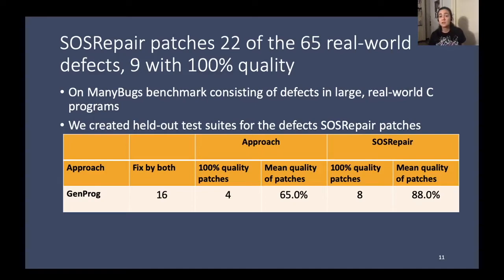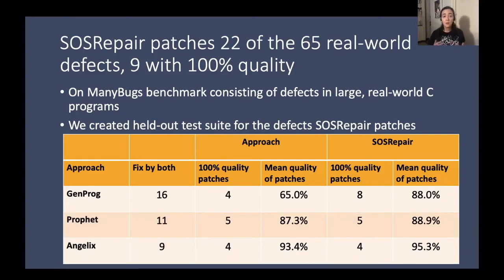And overall, you can see the mean quality of the patches that SOSRepair creates are significantly higher than GenProg. We also compared to more recent approaches, Prophet and Angelix, and we show that the quality of the patches that SOSRepair creates are slightly better than the other approaches, and the number of patches that pass 100% of the held-out test cases are similar to these other approaches. So overall, we show that semantic search-based approach to automatically generating patches has a lot of promise.